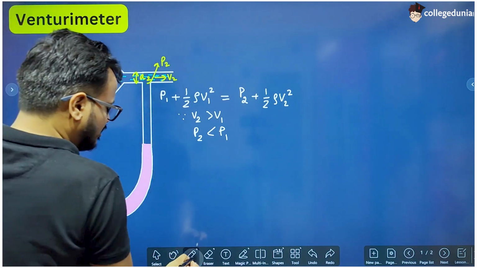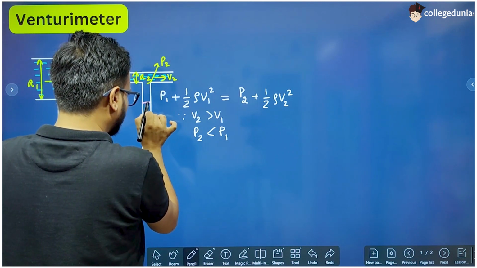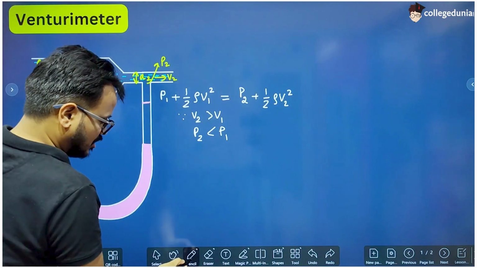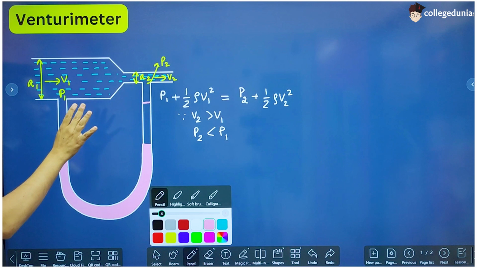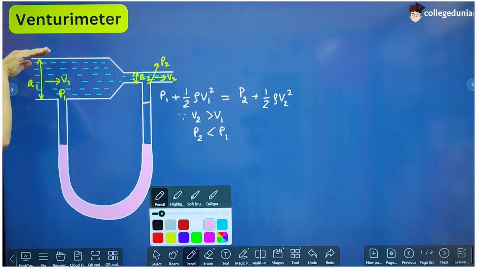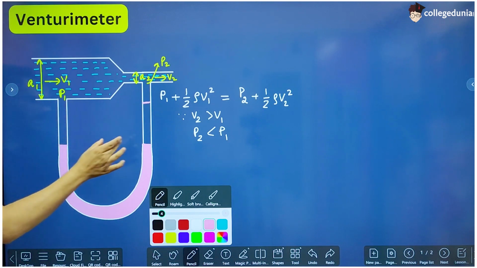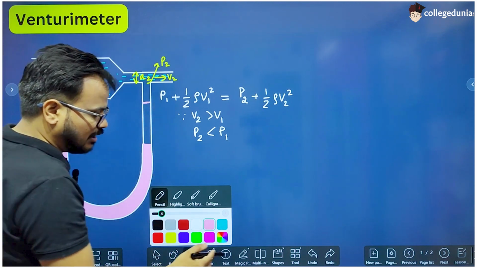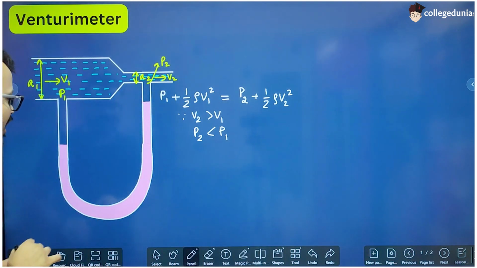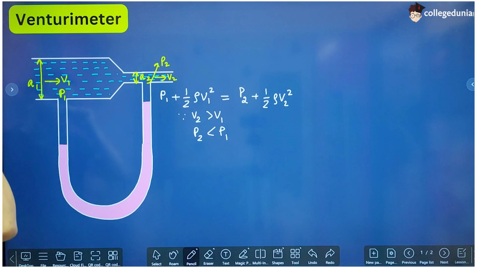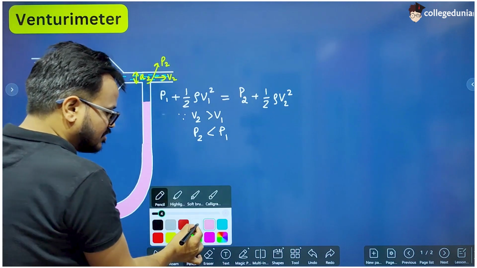So what happens? This liquid will move to this point, due to this less pressure. This pressure P1 is more than this pressure, so it will press the liquid from this side. So this will go in the downward direction, and here in this limb it will go in the upward direction. So the equilibrium of this liquid is disturbed, and now the final position of the liquid is such that there is a difference of height in both the limbs, right?